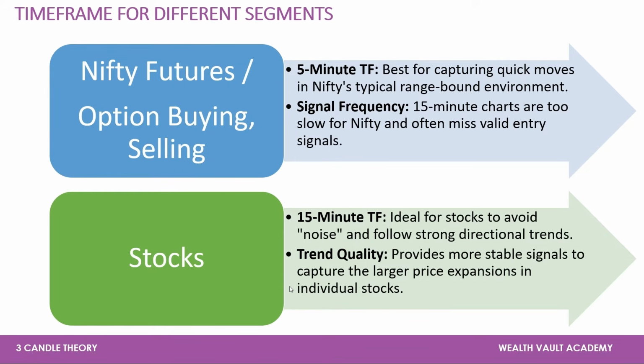Time frame for different segments. If you are trading this particular setup on Nifty futures or on an option buying and selling chart, then the best time frame is the 5-minute time frame, because it captures quick moves in Nifty's typical range-bound environment. The 15-minute chart is too slow, because movement is very low in Nifty futures, in Nifty or Bank Nifty indices. That's why we may often miss valid entry signals. So it is better to use the 5-minute time frame for Nifty charts in case of futures and options.